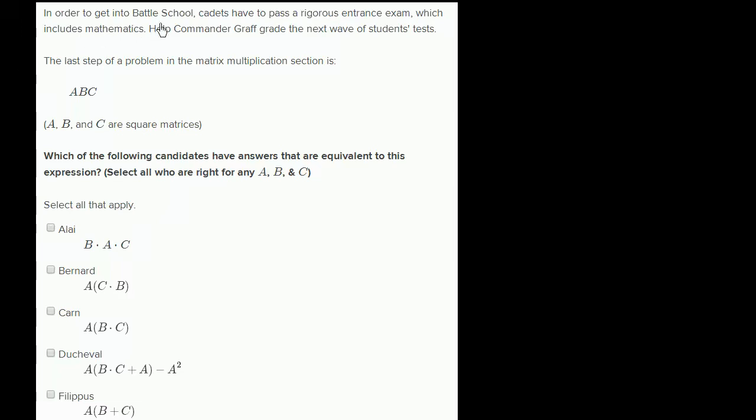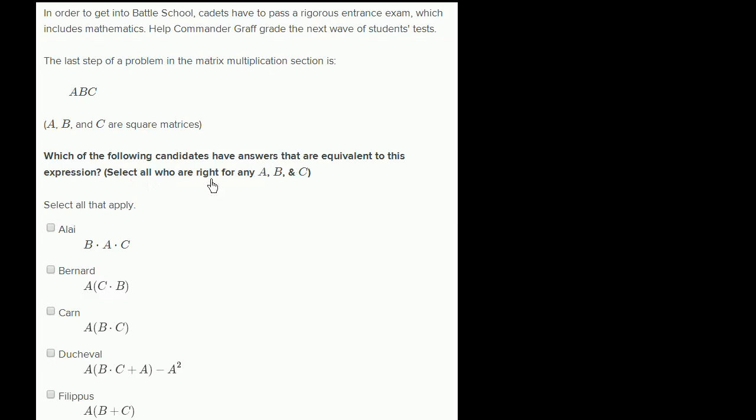In order to get into battle school, cadets have to pass a rigorous entrance exam, which includes mathematics. Help Commander Graph grade the next wave of students' tests. The last step of a problem in the matrix multiplication section is the matrix A times B times C, where A, B, and C are square matrices. Which of the following candidates have answers that are equivalent to this expression?